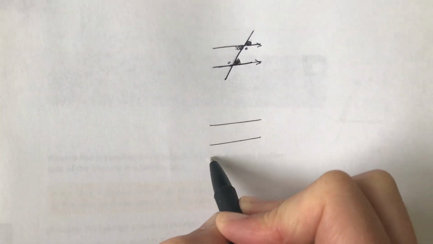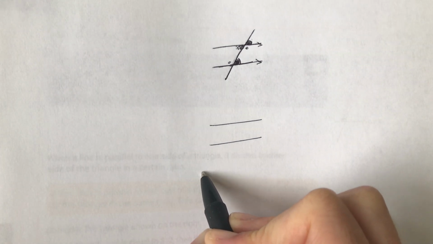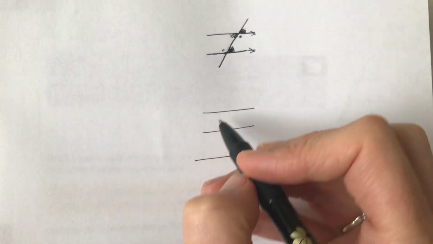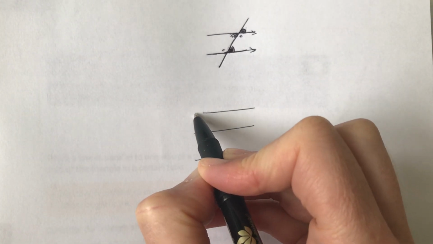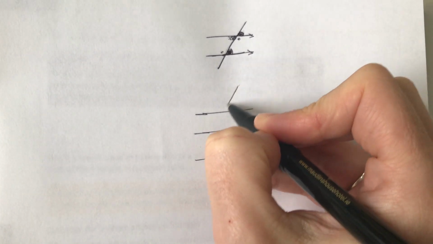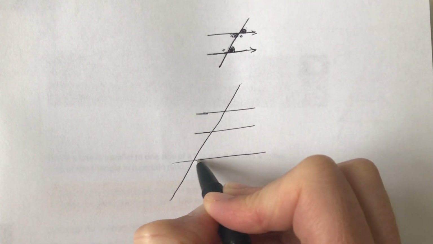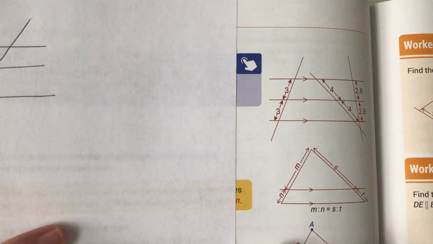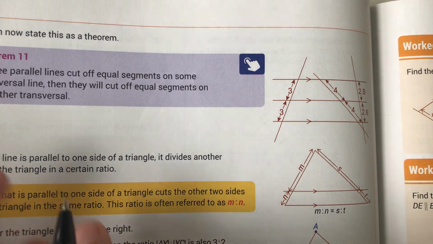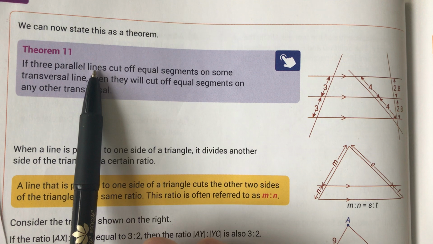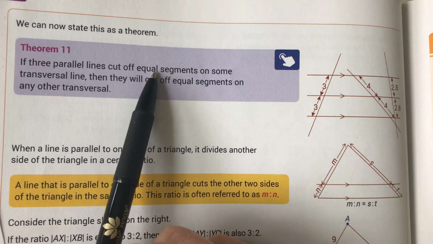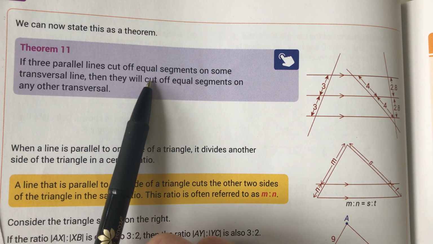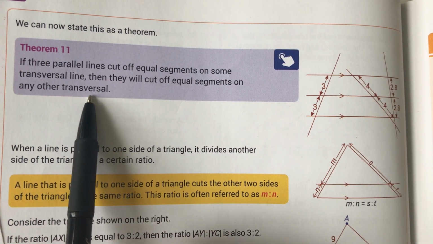And we're just going to have a look and see what happens if we draw a transversal through these. So let's just draw a transversal here. And what this says is, if three parallel lines cut off equal segments on a transversal, then they will cut off equal segments on any other transversal.